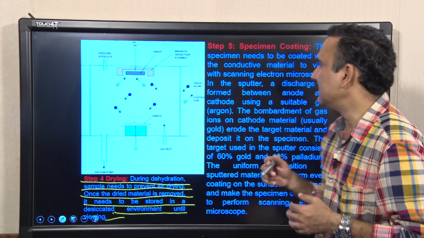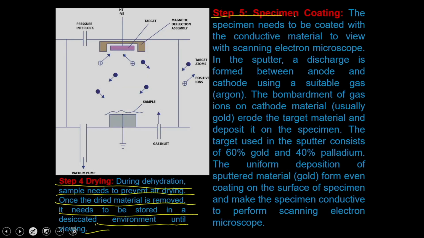So, just before the analysis you have to do step 5. Step 5 is the specimen coating. The specimen needs to be coated with a conductive material to view with the scanning electron microscope. So, as I said, you have to add something, or you have to stain the sample in such a way that it responds to the electron beams.